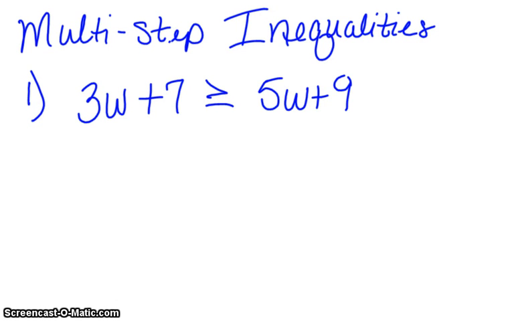So we're going to do some multi-step inequalities, the same thing as equations, except now they have the less than, greater than, less than or equal to, or greater than or equal to symbols between them. So follow the same rules. Only thing you have to remember on inequalities is there are a couple extra things to remember, and we'll get to those. So you want to get these w's on the same side of the equation for the first example.